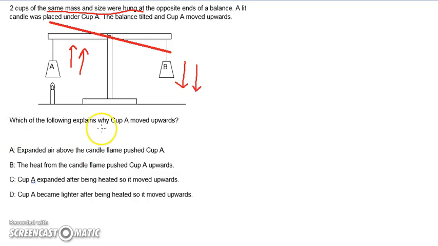So which of the following explains why cup A moved upwards? Let's look at A. Expanded air above the candle. Expanded air above the candle is also known as the heated, hot air above the candle flame. It pushes cup A upwards, isn't it? Because why? What do we know? We know that hot air rises, so hot air rises, pushes cup A upwards.